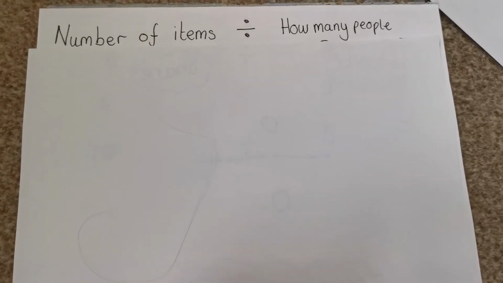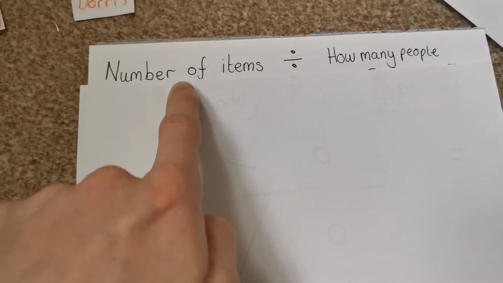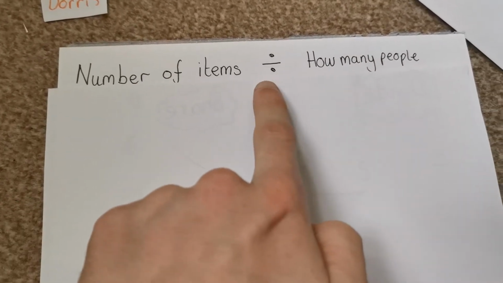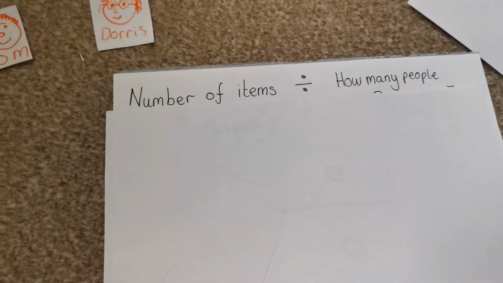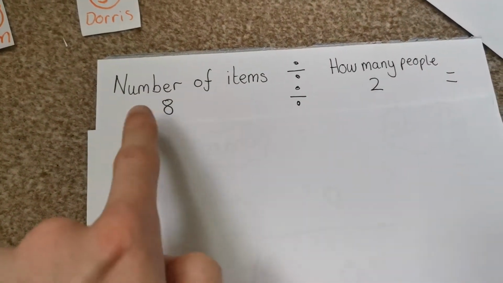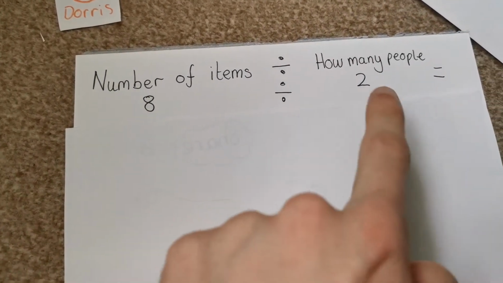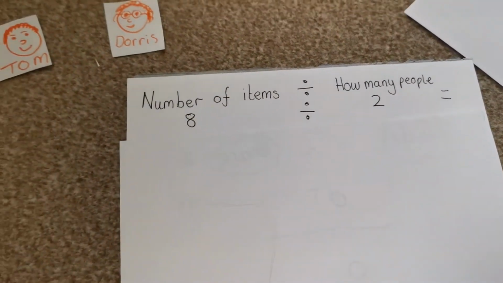So for this instance, we are going to use this as our sum. So number of items divided or shared by how many people. So our first one here is going to be 8 divided by 2. 8 shared between 2 people.